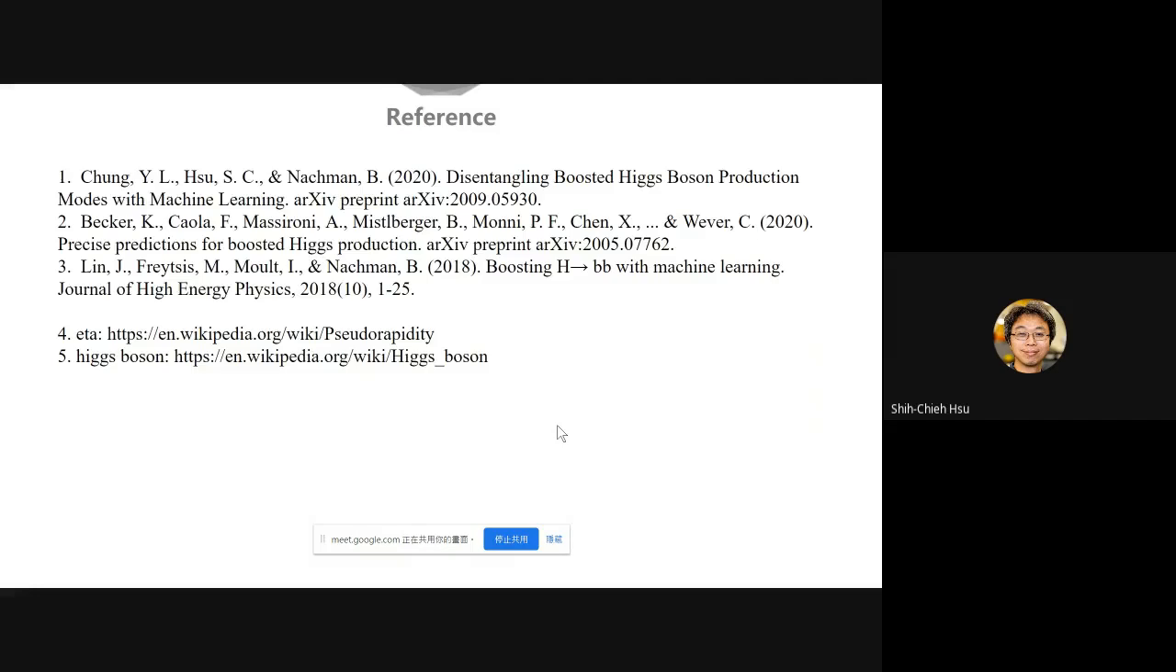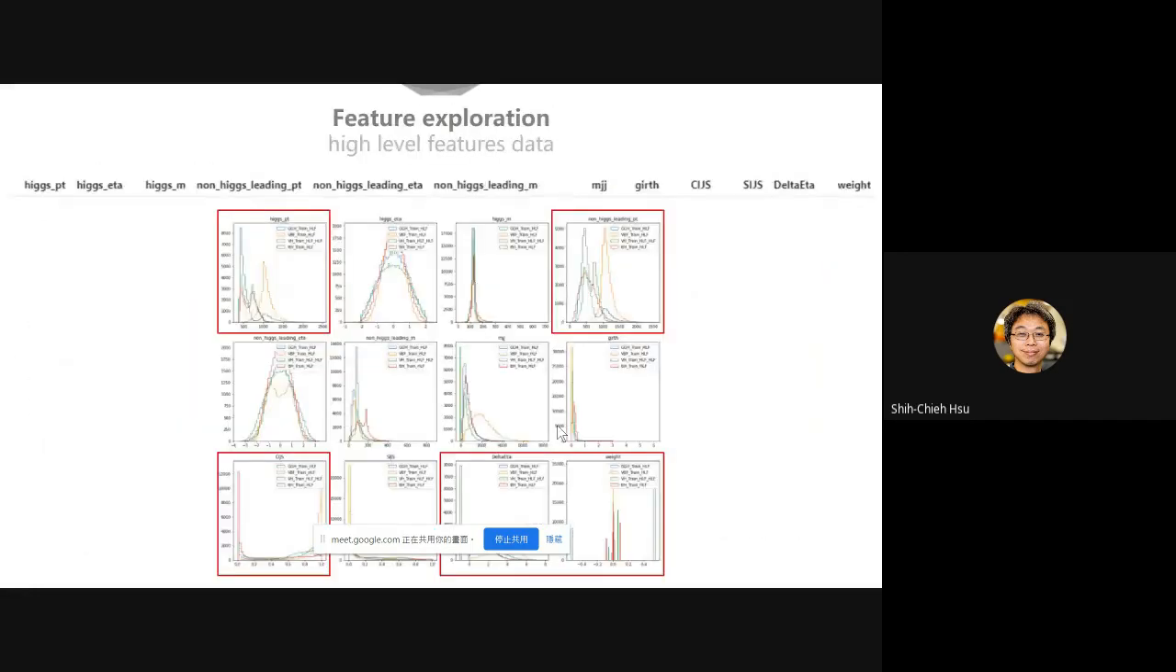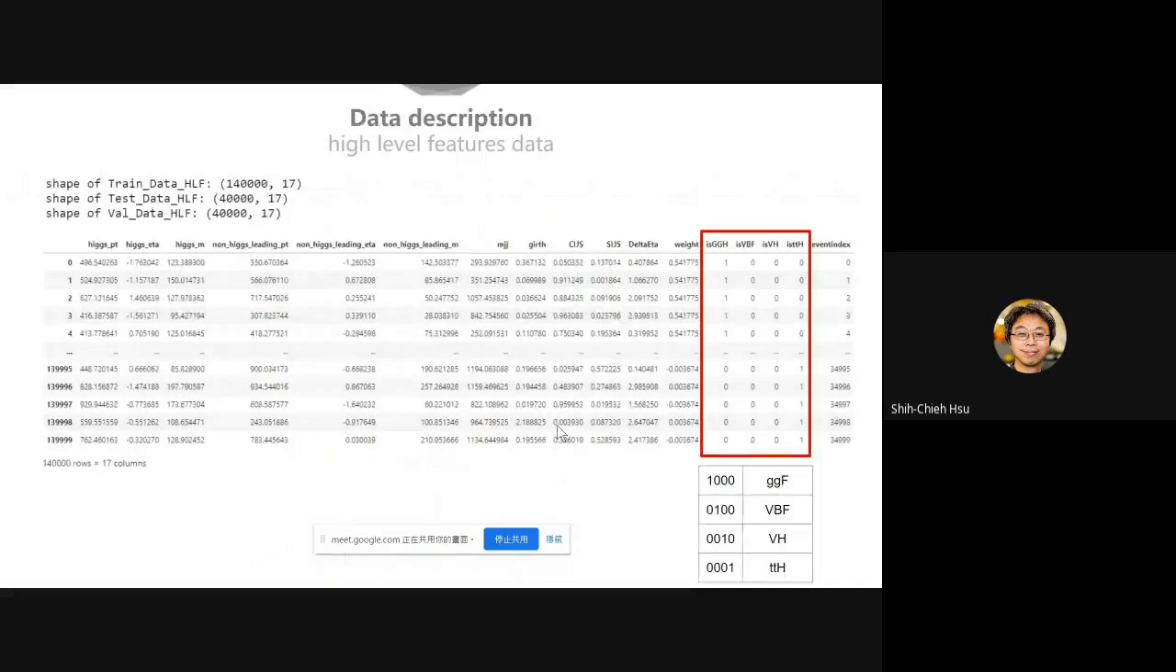Okay, thanks. Any questions or comments? Can you compute high-level features from low-level features? Can you say it again? You mean, can you compute high-level features from low-level features? I think yes. I cannot hear you, what's your answer? Yeah, I think yes.